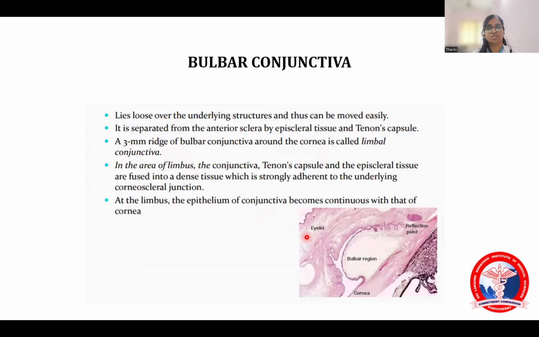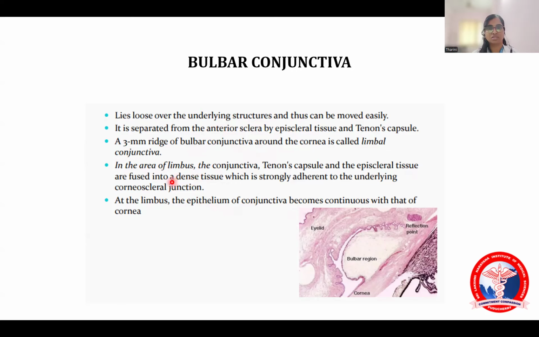Then comes the bulbar conjunctiva. It is a loose structure covering the sclera, and it can be moved easily. It is separated from the anterior sclera by episcleral tissue and Tenon's capsule. A 3 millimeter ridge of bulbar conjunctiva around the cornea is called limbal conjunctiva.